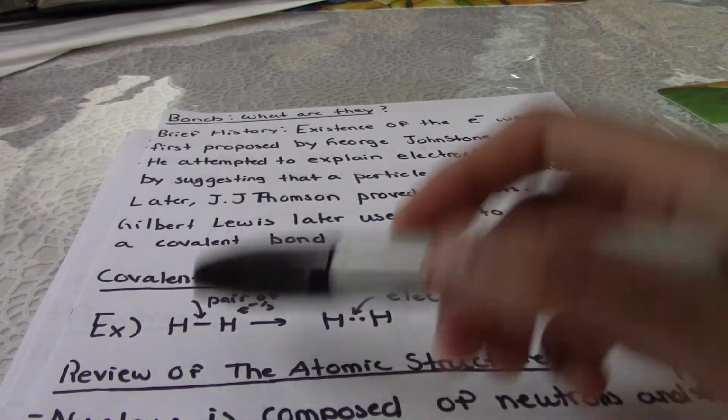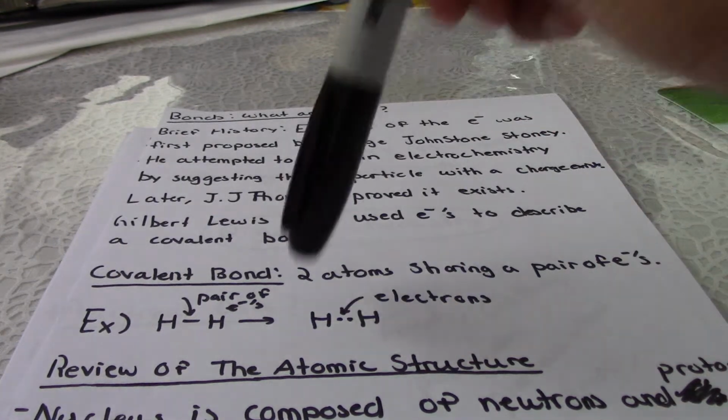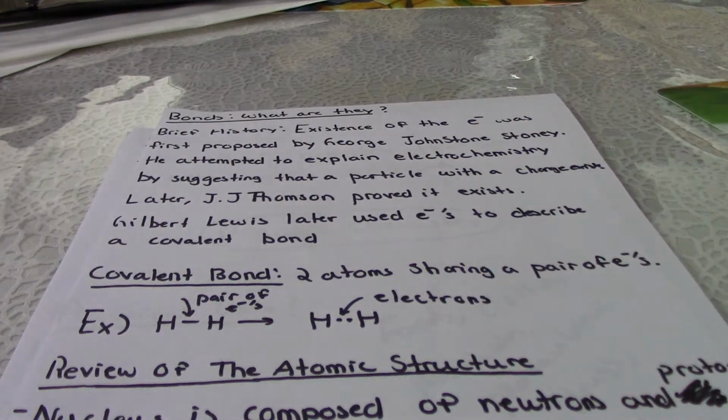So this is a pair of electrons. And essentially this is what it is. These dots here represent an electron. One electron from the hydrogen, one from the other hydrogen, and they kind of share them. So that's what a covalent bond is.